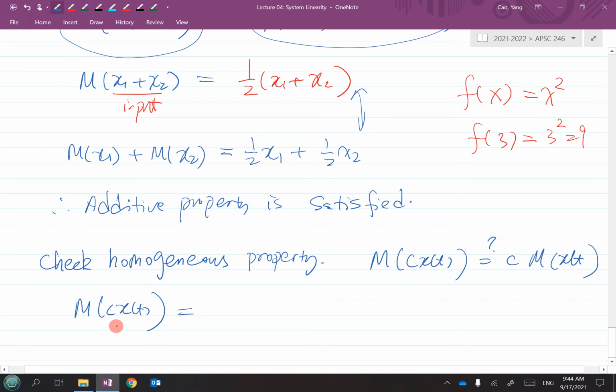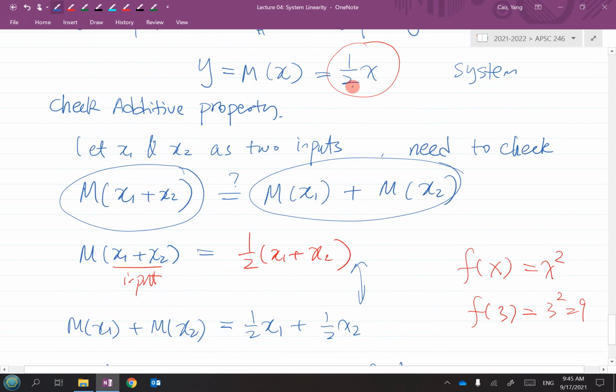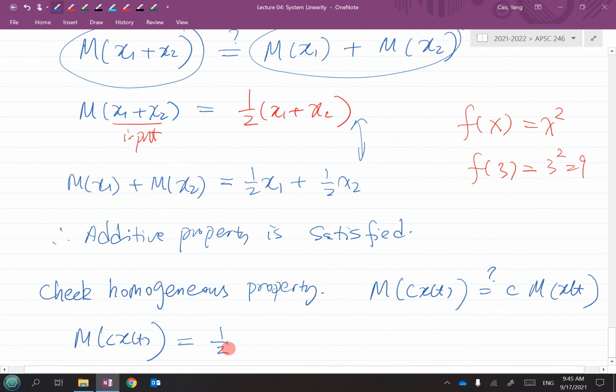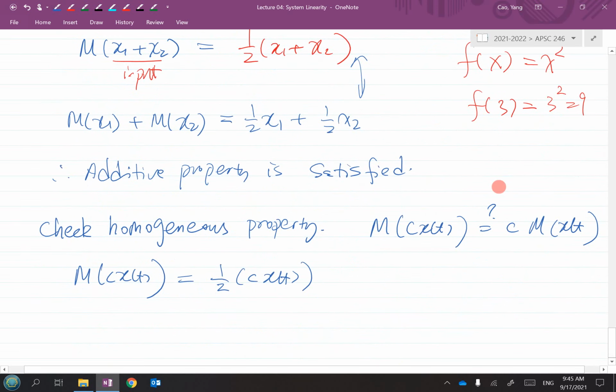Follow exactly the same way of doing it, thinking. What is the input now? C times x of t. What is the system? 1/2 x. So what should I replace the x with? C times x of t. Excellent, right? So you get 1/2 c times x of t. That's it. You can't do anything simpler than that now. Just leave it. And then the other side is c times m x of t.